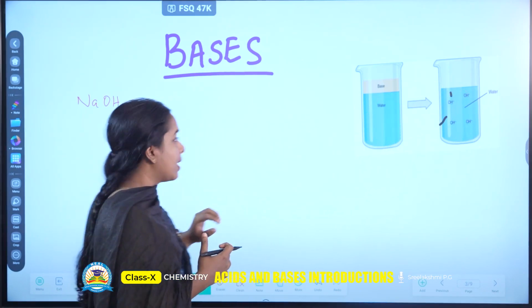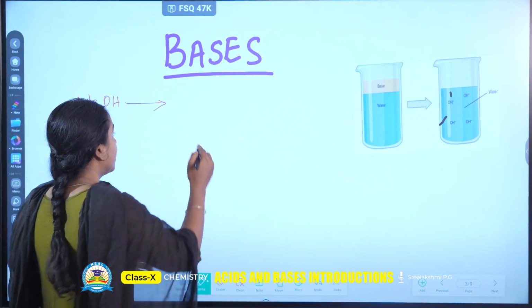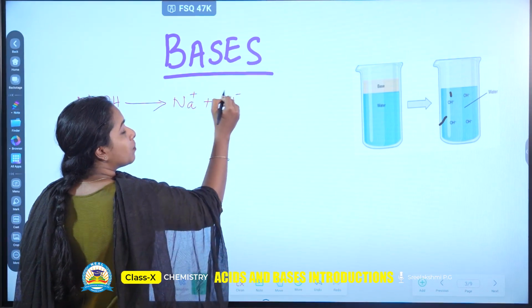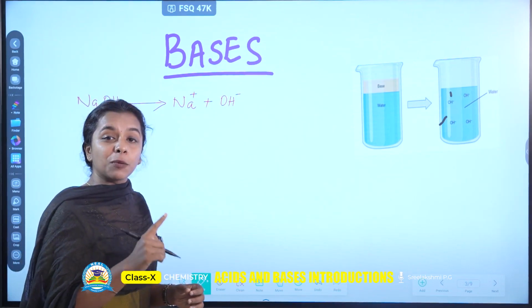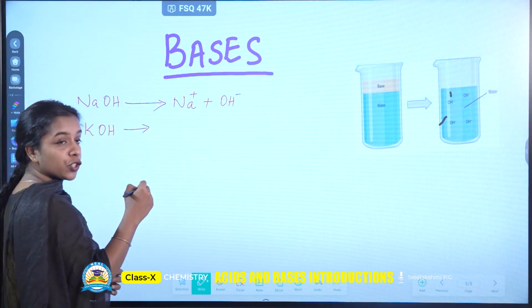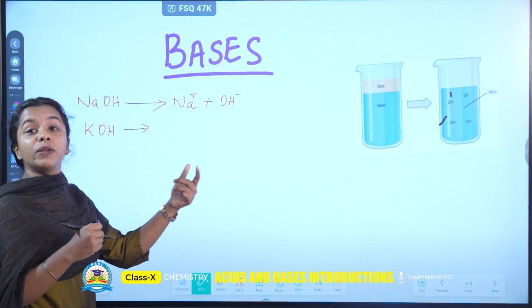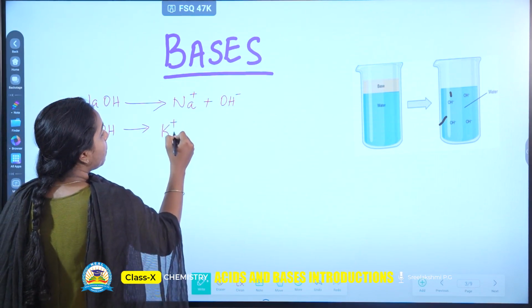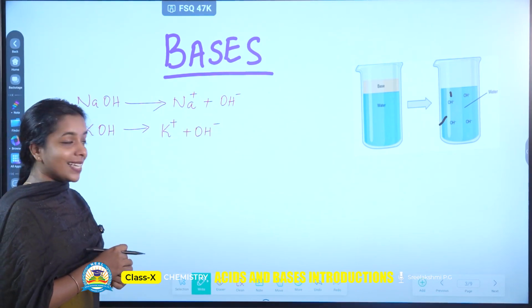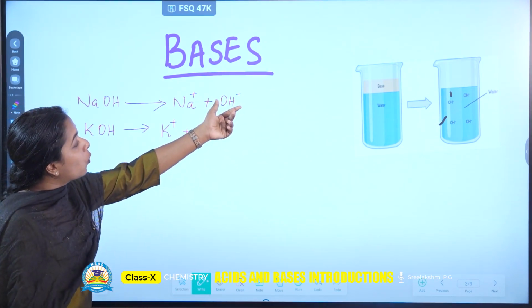That means that this NaOH, when I just dissolve into this water, it will dissociate to form Na plus and OH minus. Once again, we will consider another example, that is KOH. What is KOH? Yes, potassium hydroxide. This potassium hydroxide, when we dissolve into water, it produces K plus and OH minus. So what is common in both these equations? Yes, it dissolves in water to produce OH minus.